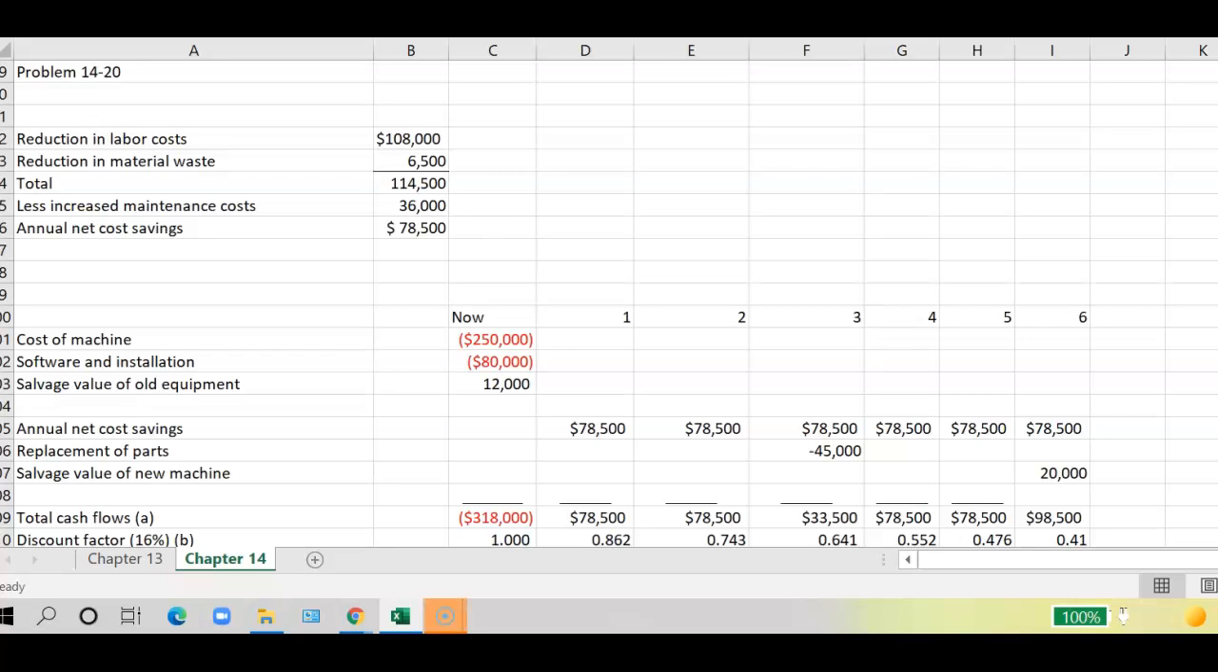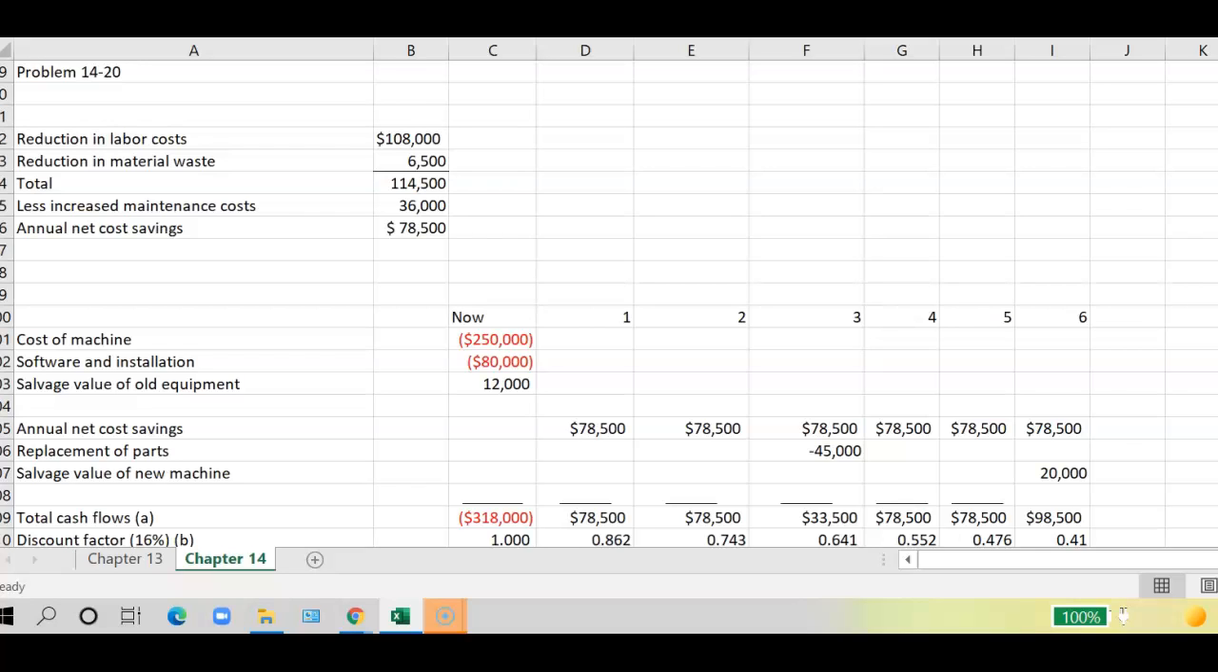I would now like to review problem 14-20 with you, and it's net present value analysis with uncertain cash flows. "I'm not sure we should lay out $250,000 for the automated welding machine," said Jim Alter, president of the Superior Equipment Company. "That's a lot of money, and it would cost $80,000 for software installation, another $36,000 per year to maintain the investment in the welding machine."